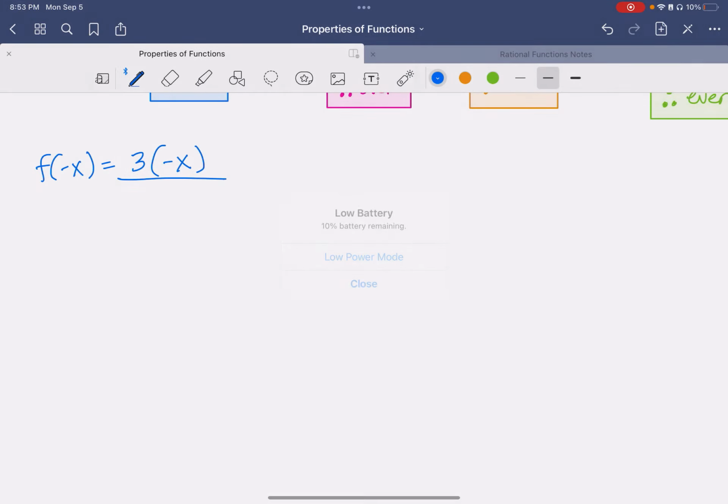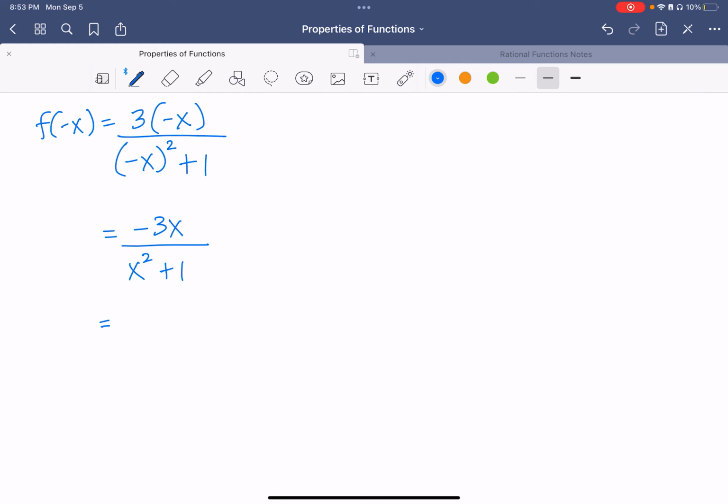Negative x squared plus 1. And then you simplify. 3 times negative x is negative 3x. Negative x squared is positive x squared plus 1. It's not the same, so what I'm going to try to do after that is take a negative out.